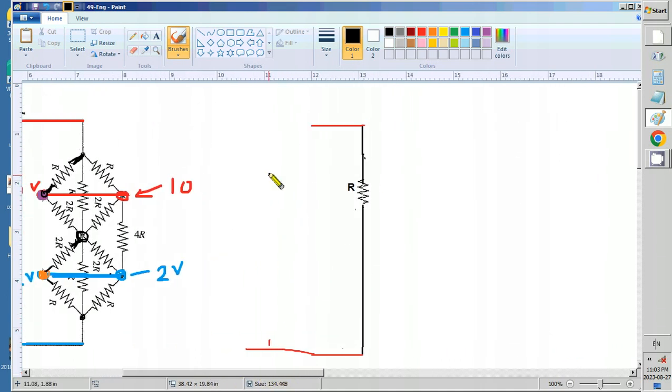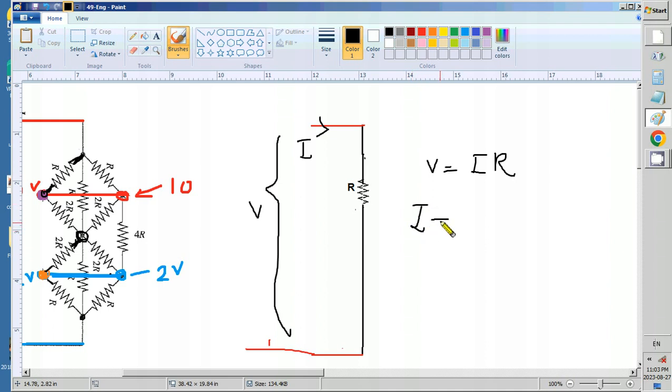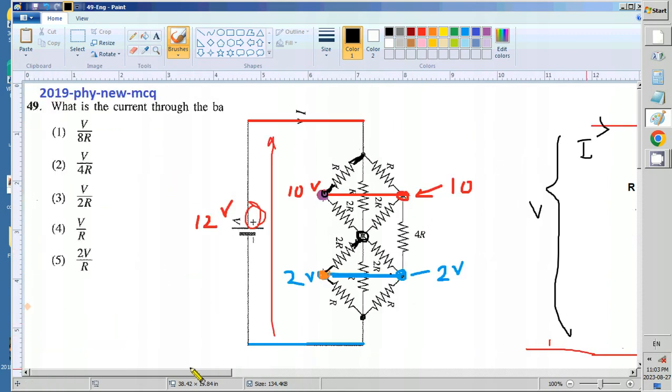So now what we want is the current. They have given the voltage V from the battery. So now V equals IR. So the current is just V divided by 1R. That is the answer. V divided by 1R. This one is the answer. So children, the fourth one is the answer.